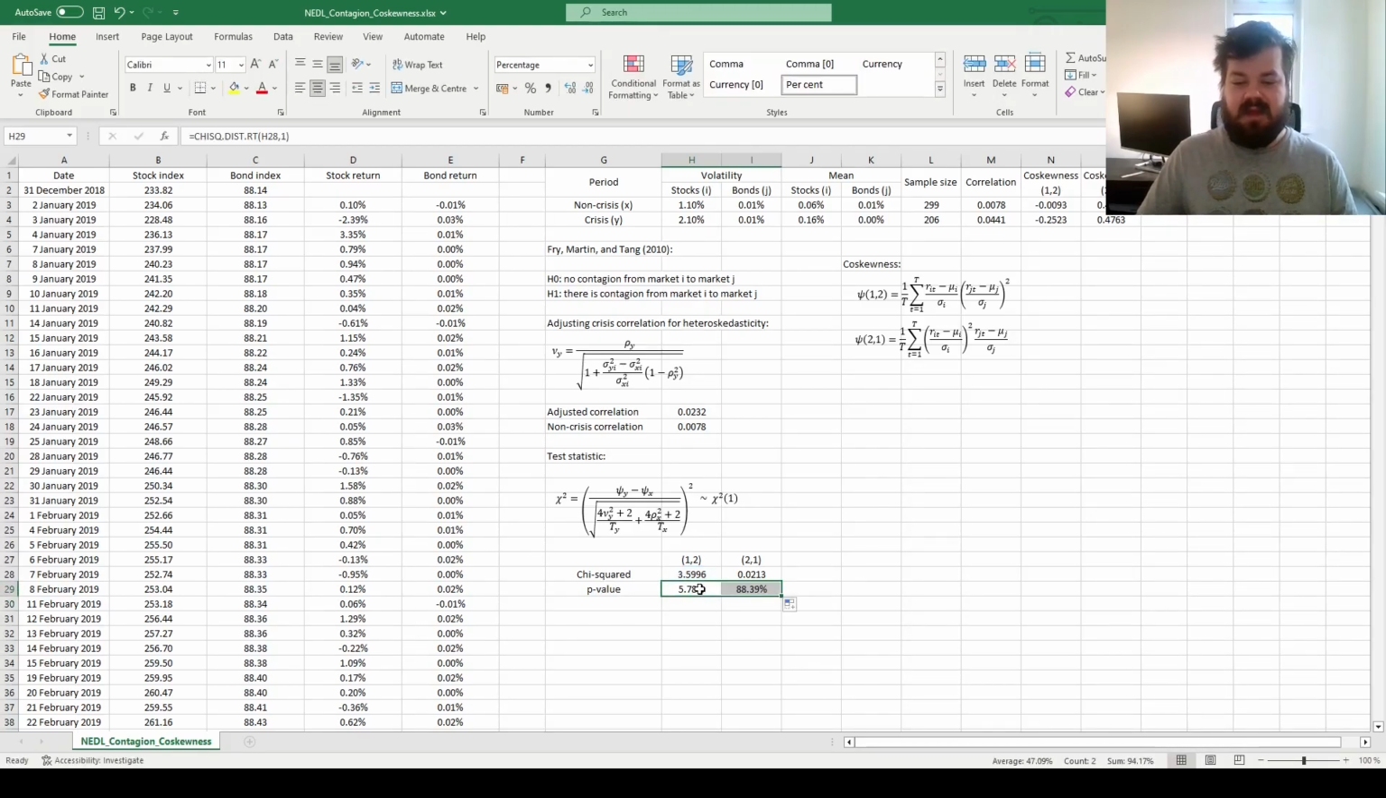And we see that the result for the 1-2 coskewness, which is again the relationship between the mean of stocks and the variance of bonds, is statistically significant at 10%. Not overwhelmingly significant, but something is there, you could say. And the other type of coskewness, which we interpreted as the one highlighting the safe haven property of short-term government bonds, well, there the change is very small and insignificant. The p-value is roughly 88%, which is quite a lot and does not warrant the rejection of the null hypothesis of no contagion. And that's how you can measure financial contagion and form a more nuanced view on the properties of the contagion process based on the coskewness test of Fry, Martin, and Tang.